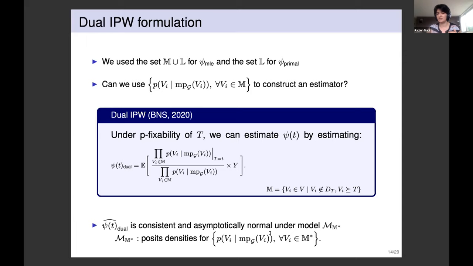So in some sense, for the dual IPW to be consistent, we don't necessarily need the conditional densities for the vertices in the entire set of M. It's just a subset of M. In the paper, we call this the inverse Markov pillow of the treatment.